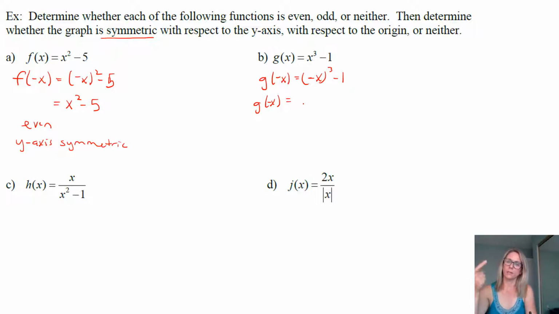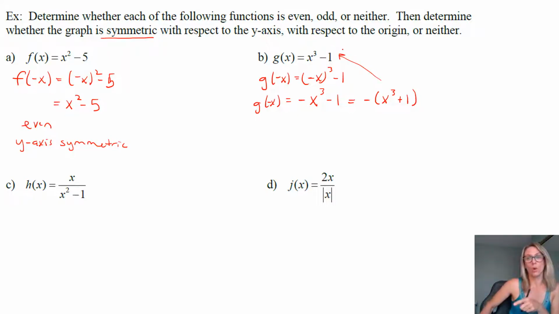And we know that negative x times negative x times negative x is just negative x cubed minus 1. Now you might be thinking, is there a chance that this is odd because you have the negative x cubed? But notice that if I pull out that negative, I get x cubed plus 1. So these two things, the thing in parentheses as well as this, are not the same because of that minus 1 and that plus 1. So this tells us that we're not getting the negative of our original function.